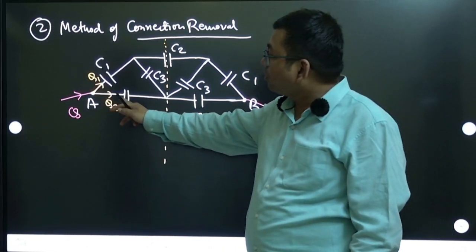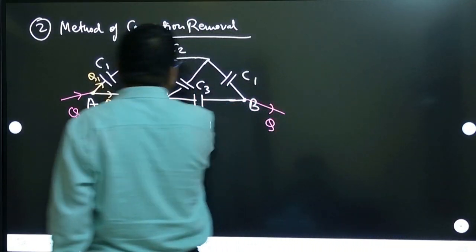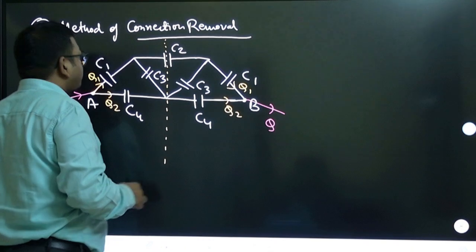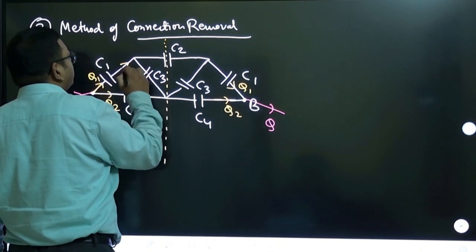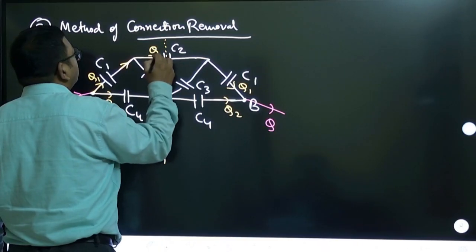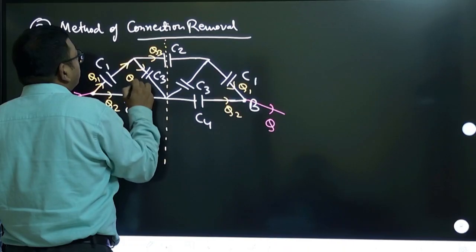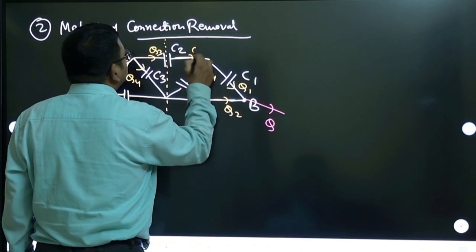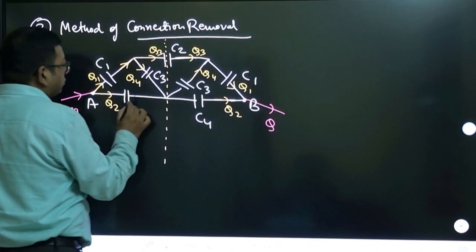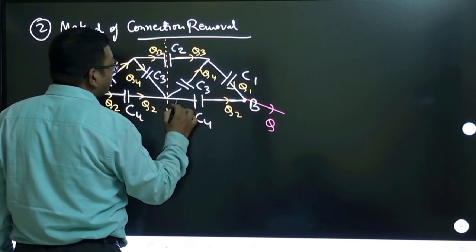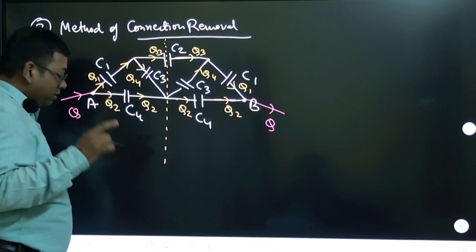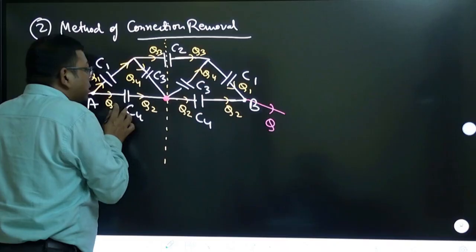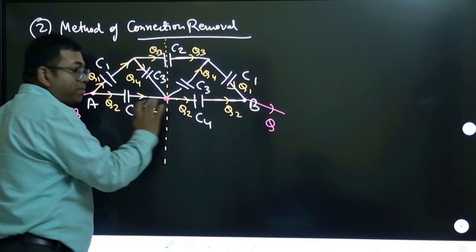So if you are giving Q1, Q2, then the same Q1 must come in this branch and the same Q2 must come in this branch. Similarly, suppose this Q1 which is going here splits into Q3, Q4. So the same Q4 must come here and the same Q3 must go here. And this Q2 which is coming here is directly going here. That means, this is a very important idea, that at this junction, at this connection, this Q2 is not getting divided in the upper branch.